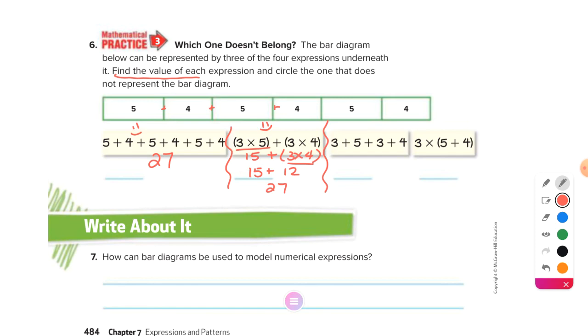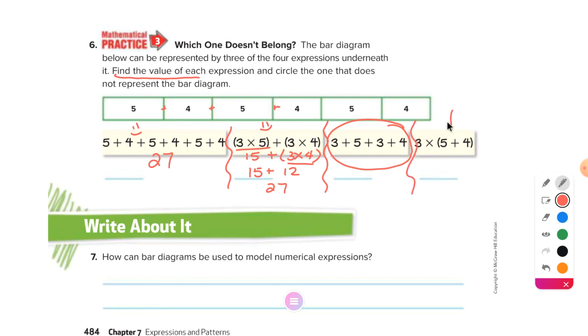What about the next one? 3 plus 5 plus 3 plus 4. Caleb? Does not belong because there's no 3 to add. Yeah, there's no 3s in our bar diagram. If it's all addition, that means those numbers are in our bar diagram. So this is the one that doesn't belong. Let's go ahead and look at the last one real quick. 3 times the quantity 5 plus 4. And that one has to work because it tells us 3 of them work and 1 of them doesn't. And we know that one doesn't.